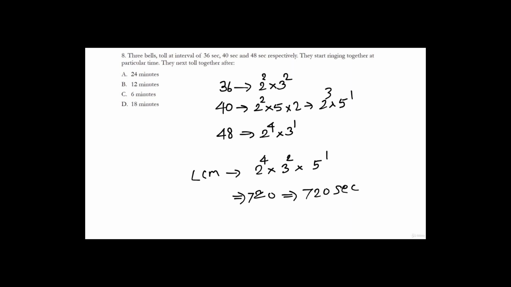But here the options are given in minutes. To convert seconds into minutes, we have to divide it by 60. 720 divided by 60, which will give 12 minutes. So the answer is 12 minutes, option B.